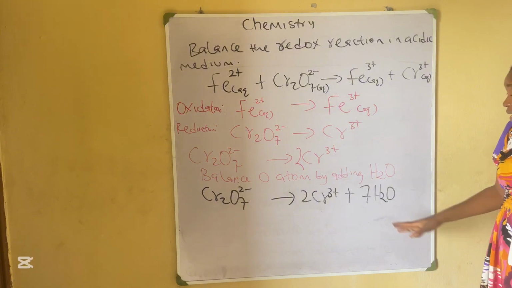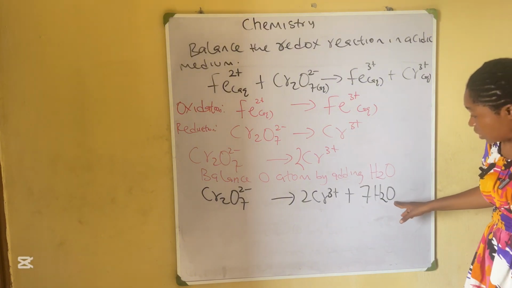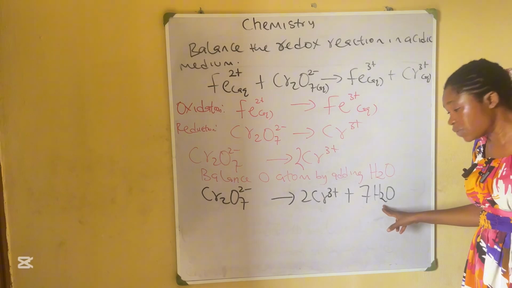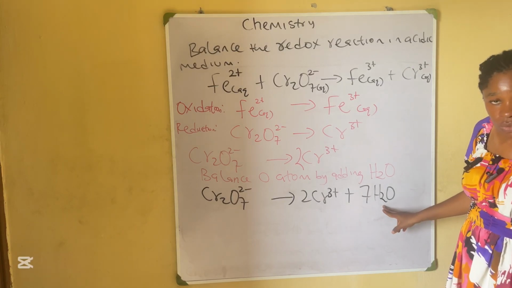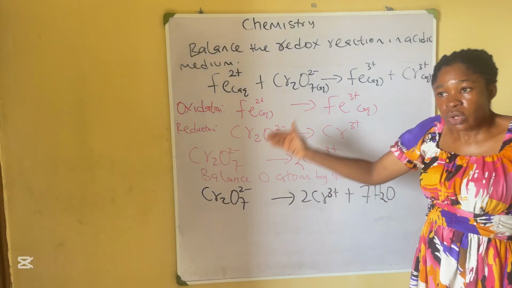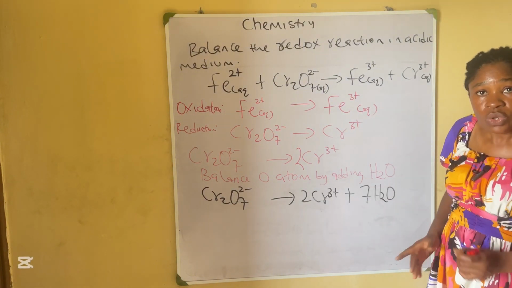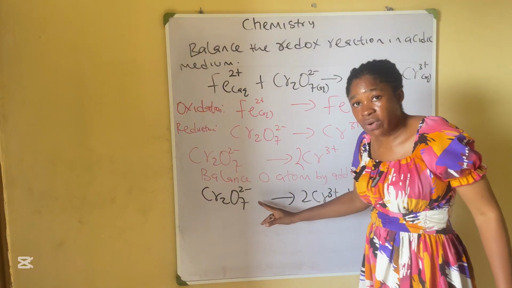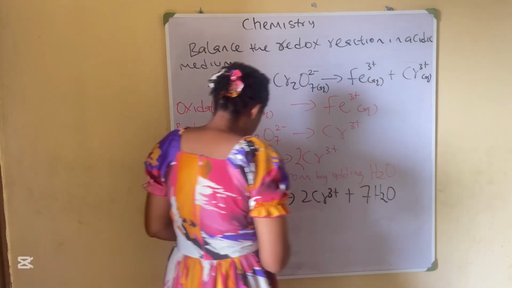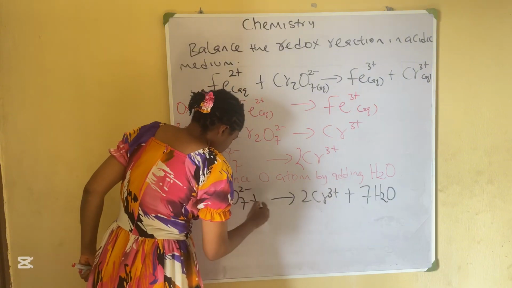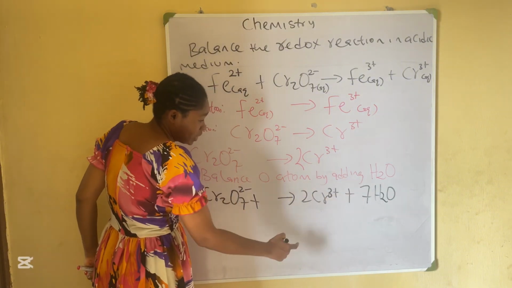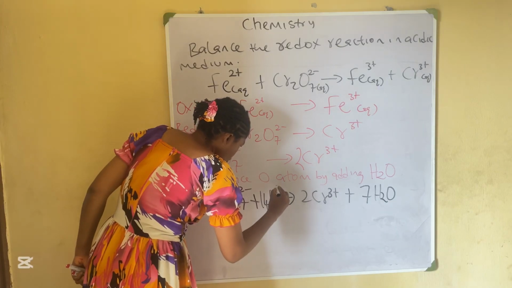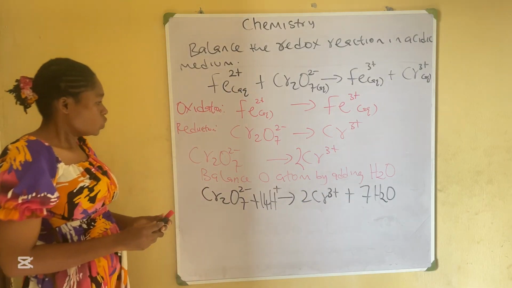Now I have 7 atoms of oxygen, so oxygen is balanced. But now for hydrogen, 7 times 2, that's 14 atoms of hydrogen I will have. But still I don't have it on the other side, so for hydrogen, you will use hydrogen ion. I'm going to add 14 hydrogen ions here, because 7 times 2 is 14.